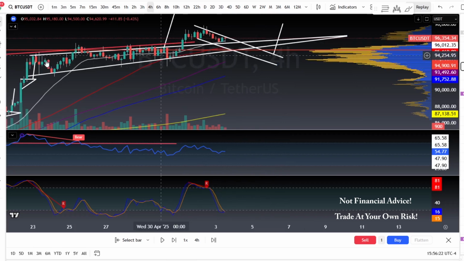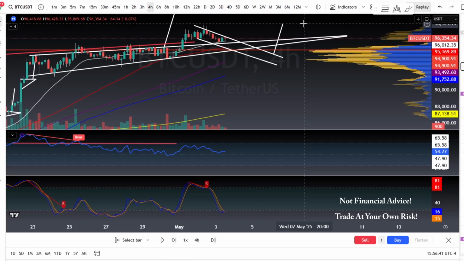So initially I did this flag on the 4-hour chart. We broke out of the flag a little bit and I had drawn another flag here, but then we started dipping down and I thought we probably were going to get back into this flag, and this started looking to me like a falling wedge. So I switched this upper flag into a falling wedge and we had the measured move going all the way to 98,000.